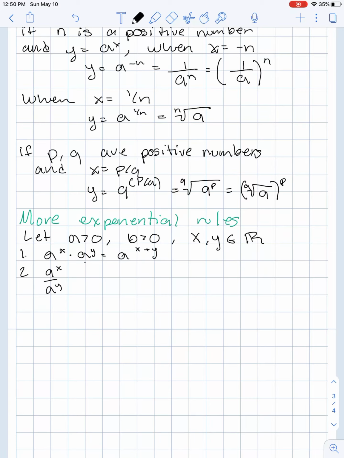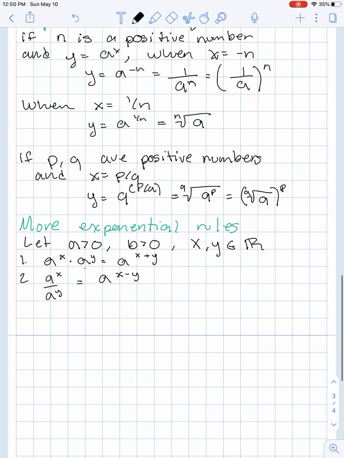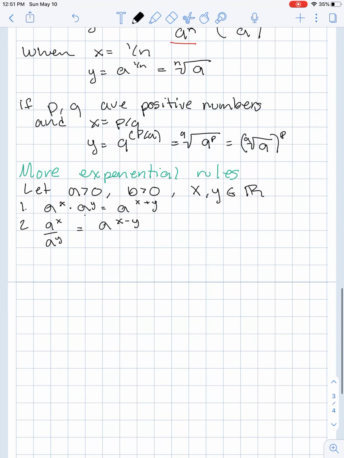What if we had a to the x divided by a to the y? Well, that equals a to the x minus y. Kind of what we saw up here. If I have an exponent in the denominator, I can rewrite it in the numerator with a negative exponent. And that's how I get rule 2. Rule 3 tells me if I have a to the x and then to the y again, I have a to the x times y.